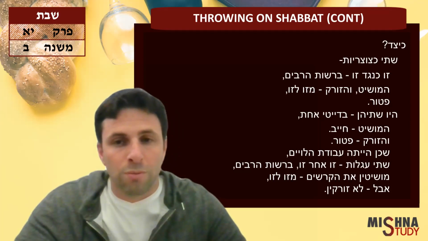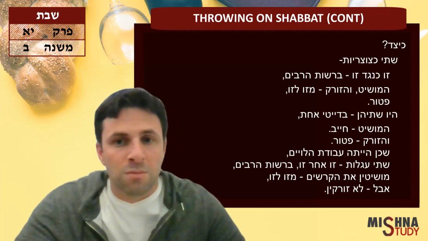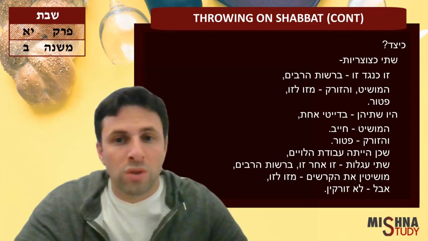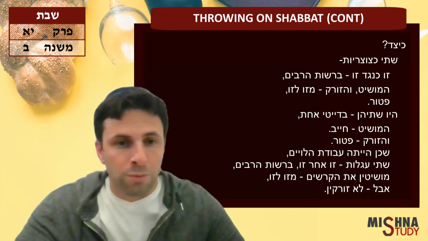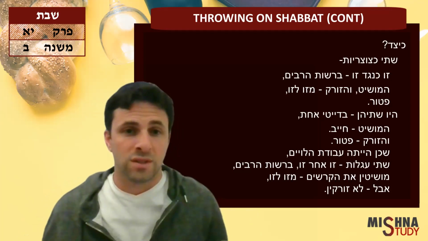HaMoshit ve'azorek mizod azo patur. If someone is moshit or throws, he passes or throws from one balcony to the next through that Reshut Rabim, he is patur. Hayush tehem b'diuti hat. Let's say both these balconies are on one side. They're not across the street from each other, they're on the same building.